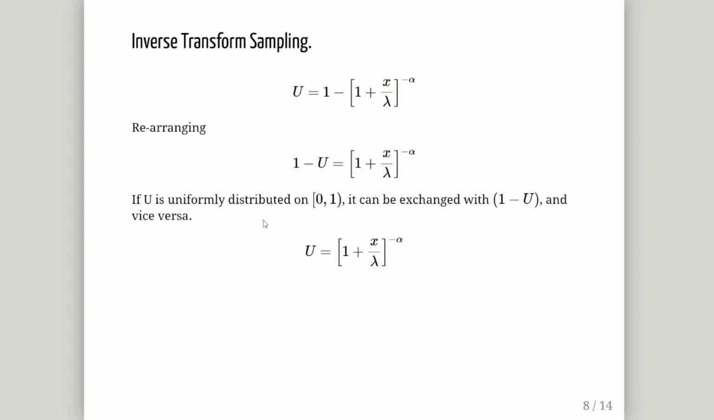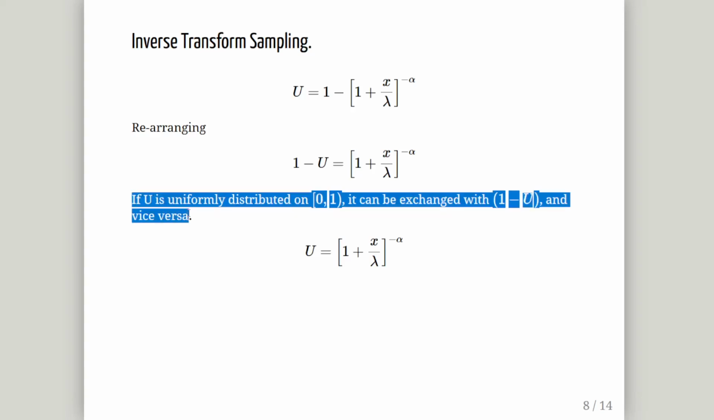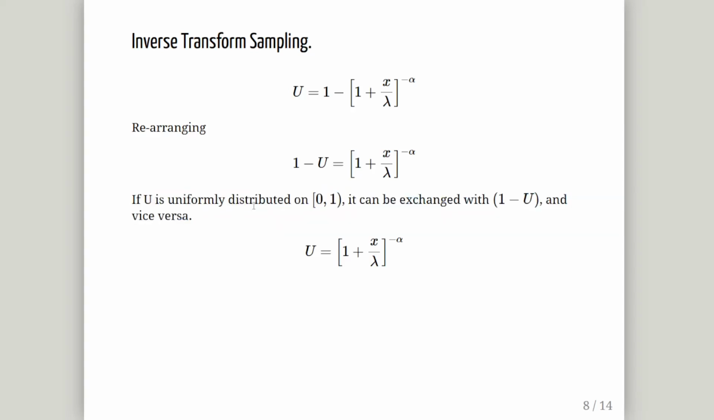Now, this is an important thing. If u is uniformly distributed on that interval, it can be exchanged with 1 minus u and vice versa. If we have an expression like u or 1 minus u, we can just exchange one for the other, because they're interchangeable; they have the same distribution essentially.